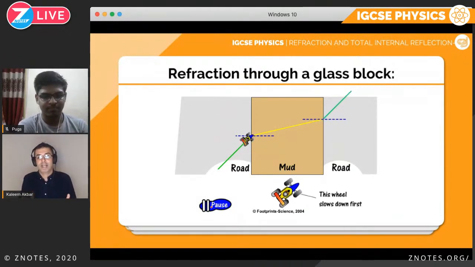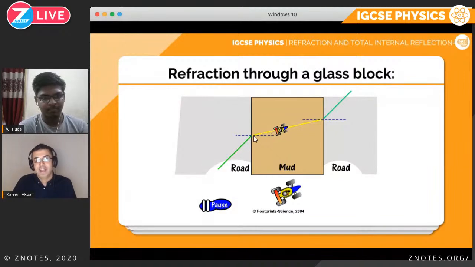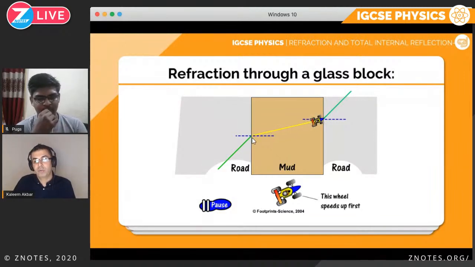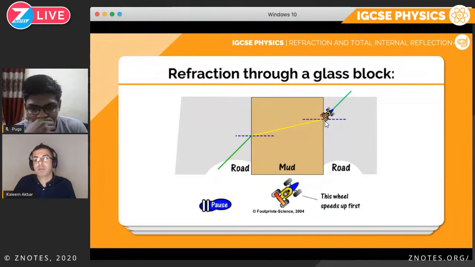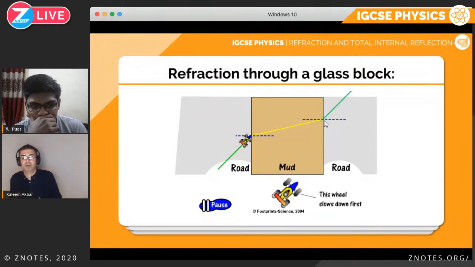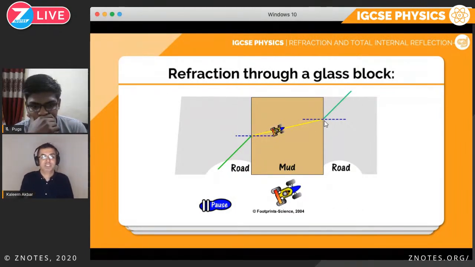Okay, so guys, what's going on here is when it hits the mud, the right-hand tire slows down first, and all the other tires are going very fast. So what happens is it changes direction, and then at the other end, it comes out first. So it's the one that speeds up first, and again, it changes direction.